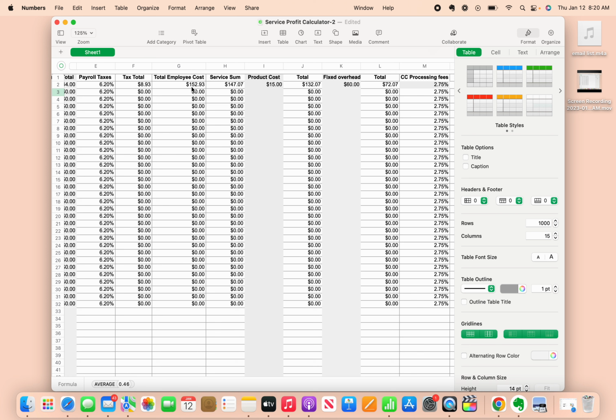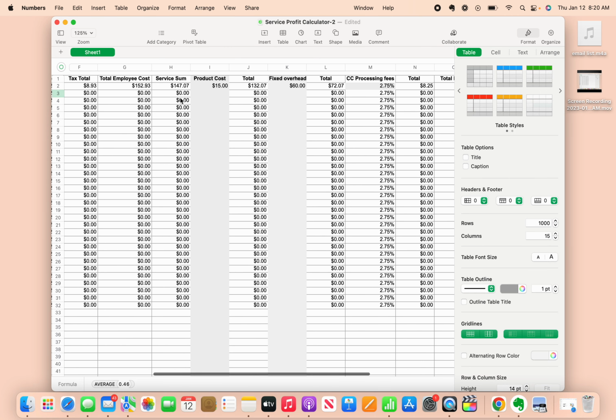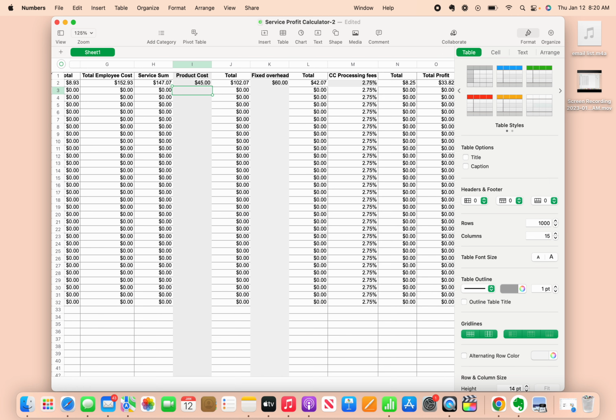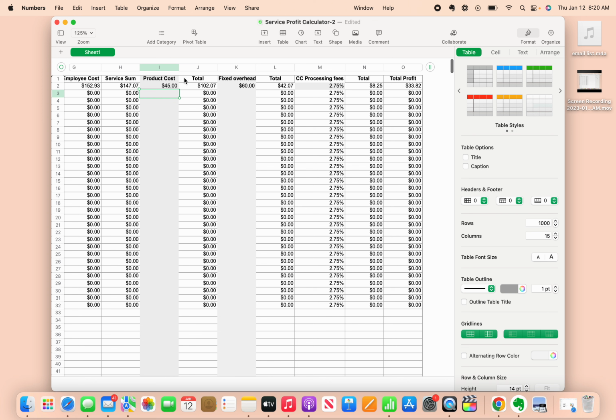So this is going to be what the commission and the payroll taxes are on the total cost of service. This is the leftover amount. So this is our portion of the commission. Now here for the service, you want to plug in whatever the product cost is for the service. Again, this is going to be a guesstimate. If we're doing highlights or any sort of color service, this is going to go in here. So let's just say this service cost us $45. This is going to be the remaining after your product cost.